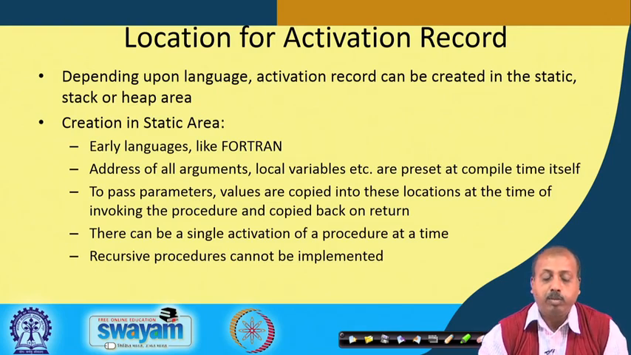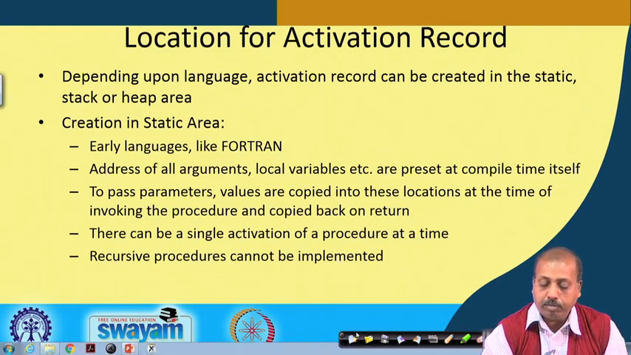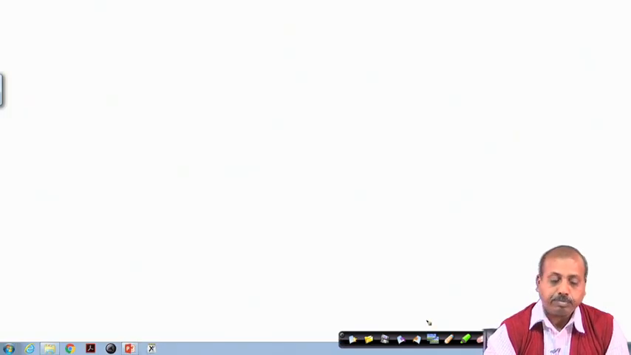The addresses of all arguments, local variables, etc., are preset at compile time itself, and to pass the parameters, values are copied into these locations at the time of invoking the procedure and copied back on return. So, there can be a single activation of a procedure at a time, and recursive procedures cannot be implemented. Let us try to understand what we mean by that.